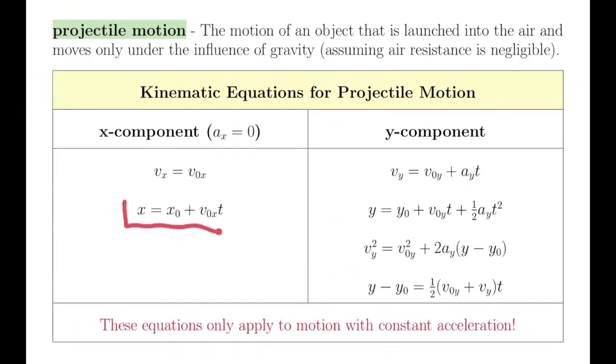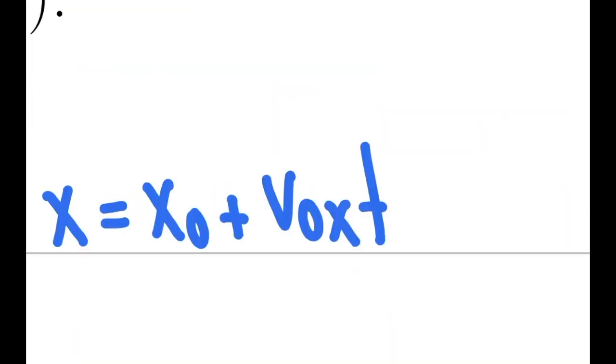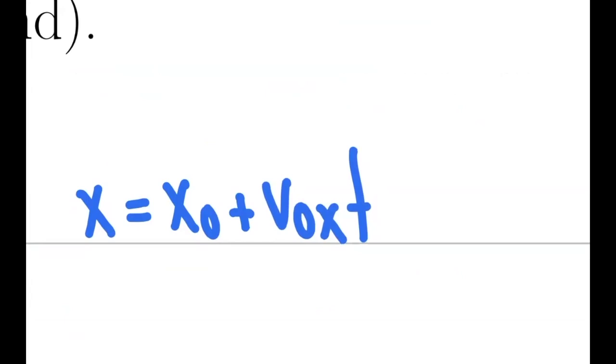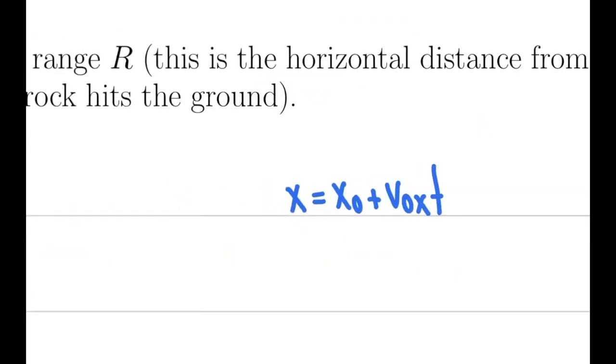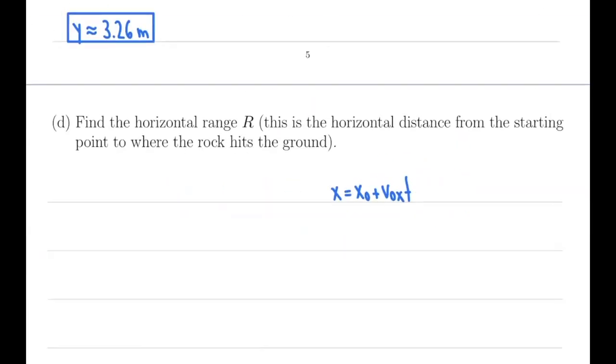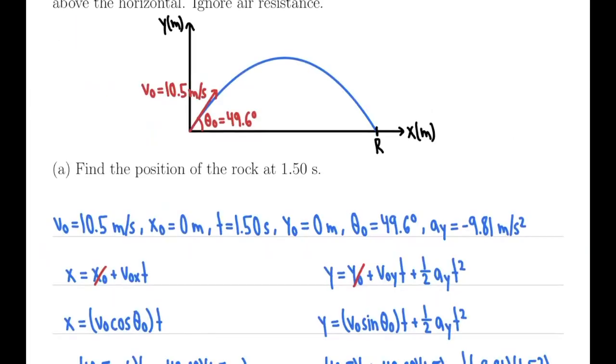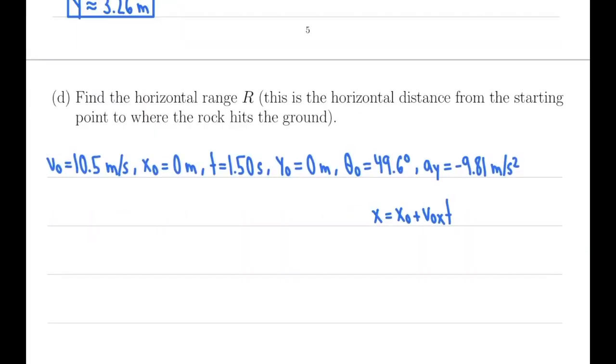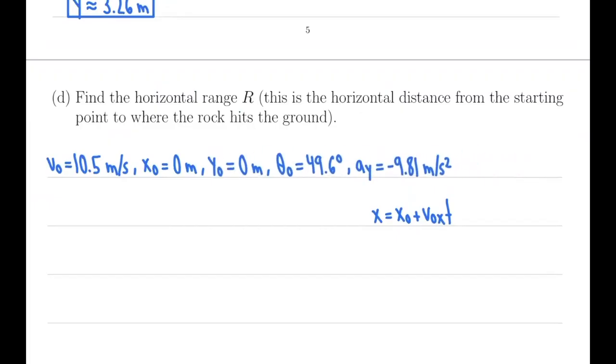So this is the equation we got for x here. The problem is we don't know time. V naught x, we know that. That's just v naught cosine of theta naught. But we don't know time. Let me actually write all the knowns. These are all the knowns, but we just don't have time. There's never enough time.